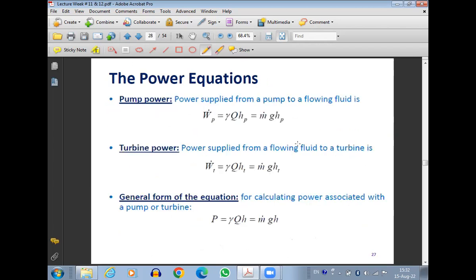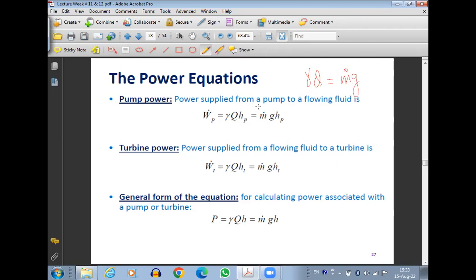Okay, now let's discuss the power equations. As I told you, in fluid flow systems we have pressure heads. Those pressure heads are in units of meters, and we can convert them into power. For the pump power, it will be gamma Q HP, which equals m dot g HP. I already explained in the last class how gamma Q equals m dot g.